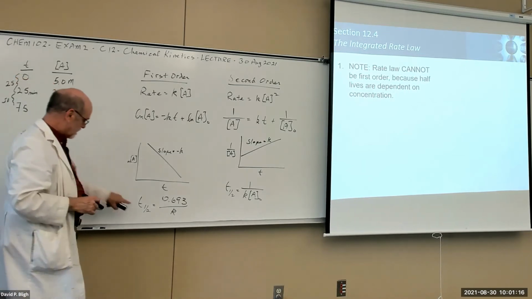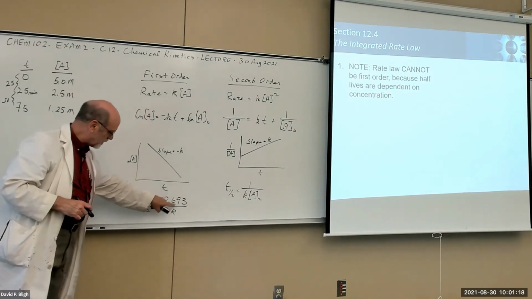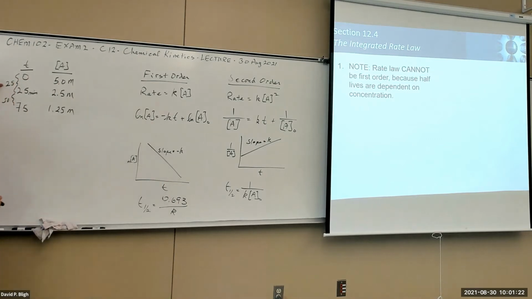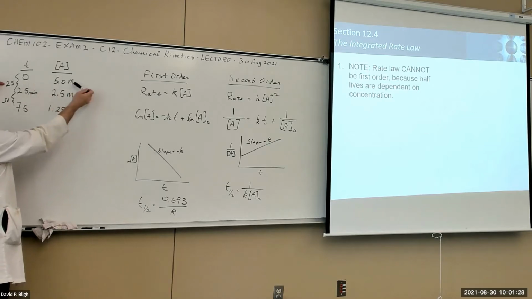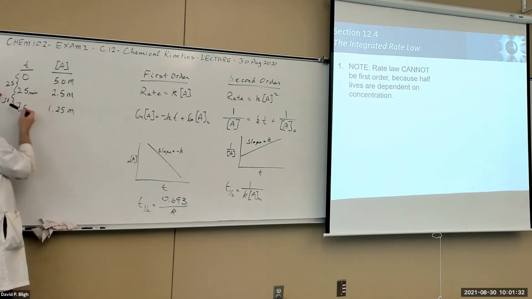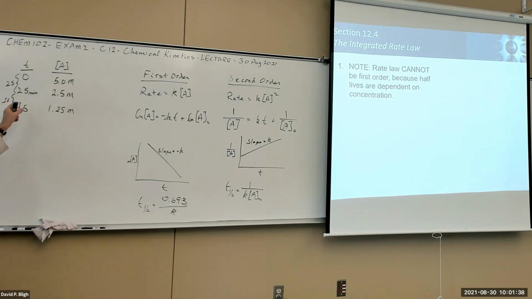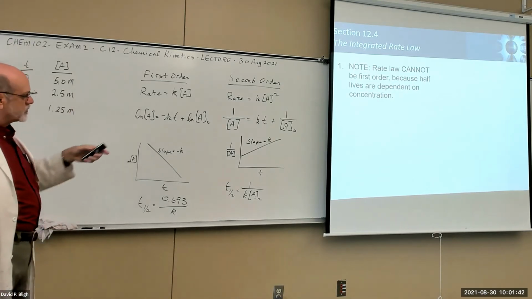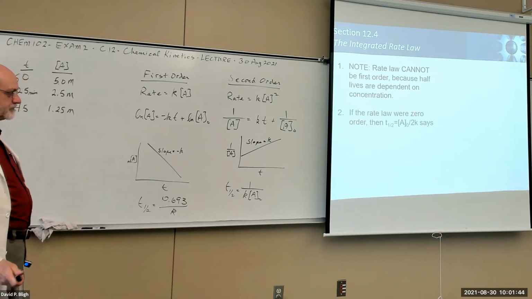We can eliminate this one simply because it's not dependent upon concentration, whereas these two half-lives do depend on concentration. The first one is 25 minutes, but now the concentration for the next one is 2.5, and it's a different value. So that means it does depend upon concentration. So now we're looking at 0 order or second order as a possibility.